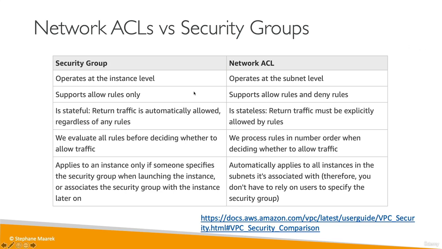A security group operates at the instance level, whereas a network ACL operates at the subnet level. A security group supports only allow rules, whereas a network ACL supports allow rules and deny rules. And finally, in a security group, the return traffic is automatically allowed, regardless of any rule, so that's called stateful. In a network ACL, the return traffic must be explicitly allowed by rules, which is called stateless. So that's it. Again, from an exam perspective, I really think the first two or first three rules are enough. So let's go into our default VPC to see what we have.